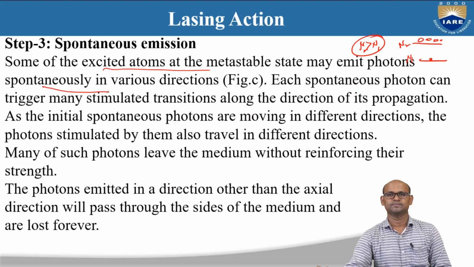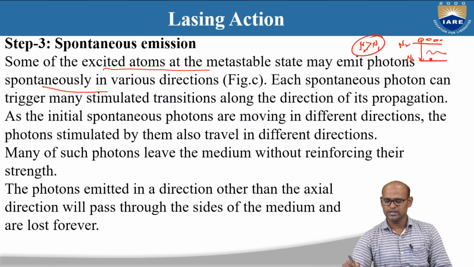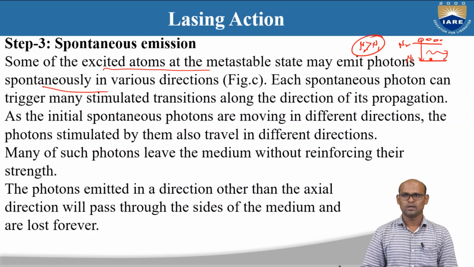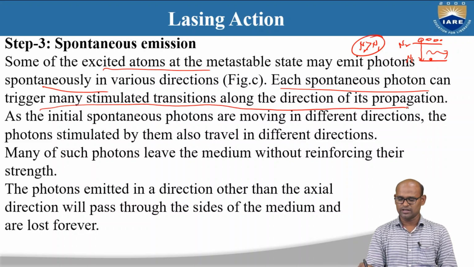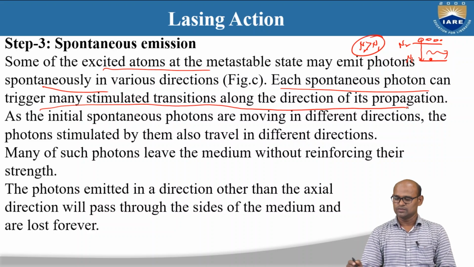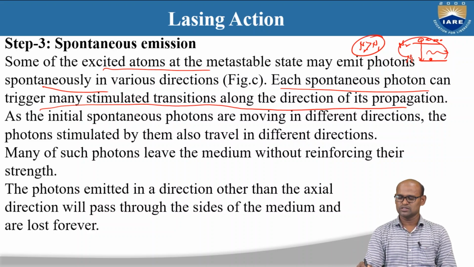This is important. Once we achieve population inversion, some of the atoms in the metastable state are going to decay to the ground state through spontaneous emission, emitting a photon. Each spontaneous photon can trigger many stimulated transitions along the direction of its propagation. These photons are going to come back into the system, and this photon is used as the initial photon for this atom to get triggered by this photon to undergo stimulated emission.